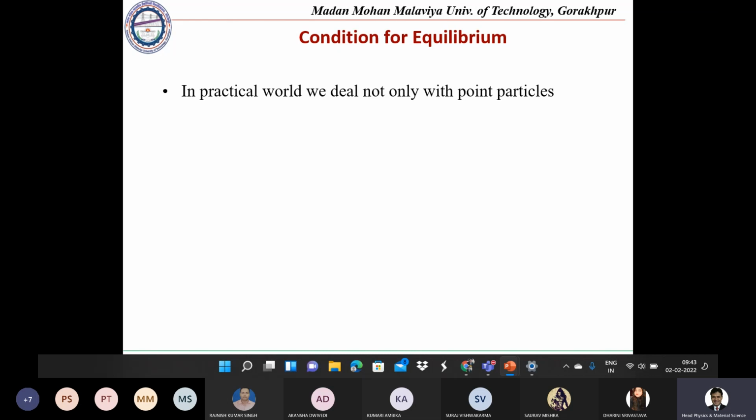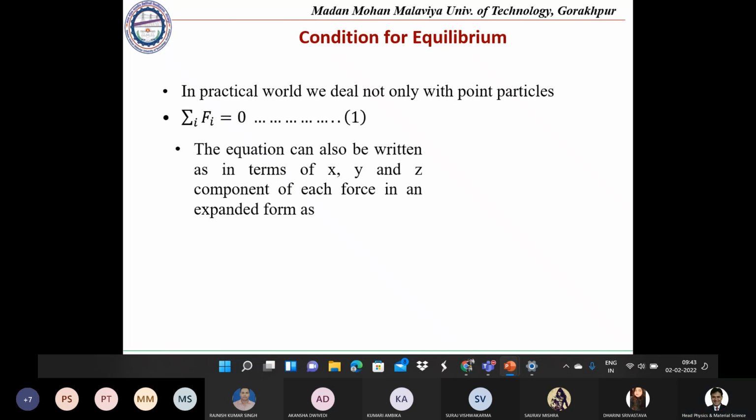In that situation, some special condition must be taken into consideration, so that we are going to discuss here. If we are dealing with that, then sigma Fi must be 0. The equation can be written in terms of X, Y, and Z component of each force in an extended form as this. We are considering here a point, and on that the different forces have been applied, and we are taking the sum of these forces that must be equal to 0.